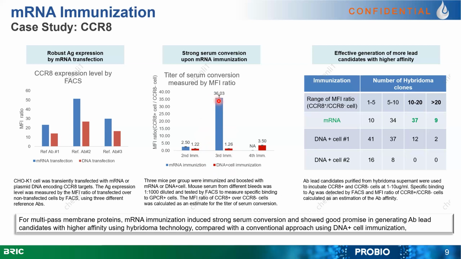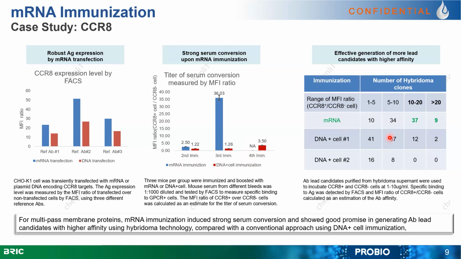Moreover, this robust immune response enables us to shorten the immunization timeline by eliminating any further boost. As you can see from this chart, there is no further boost for the mRNA approach, while on the contrary, the DNA plus cell approach requires further boosts to improve the overall immune responses.